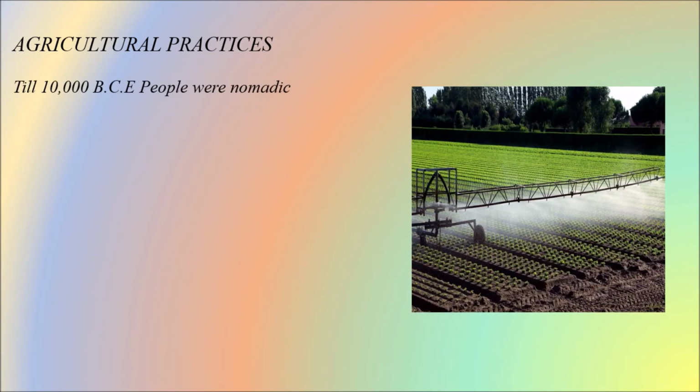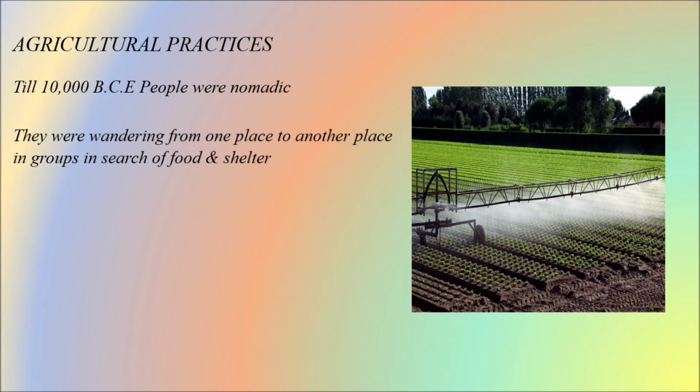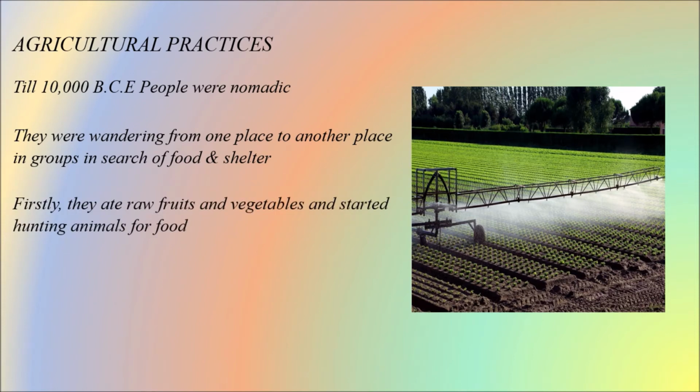Coming to the practices which are done in the agriculture area. Till 10,000 BC, people were nomadic, roaming here and there. They were wandering from one place to another in groups. They usually moved in groups and used to search for food and shelter. When they got food, they ate it, and when they found proper shelter, they used to reside there. Firstly, the ape man or the early man ate raw fruits and vegetables and started hunting animals for food. From there, the hunting process started.